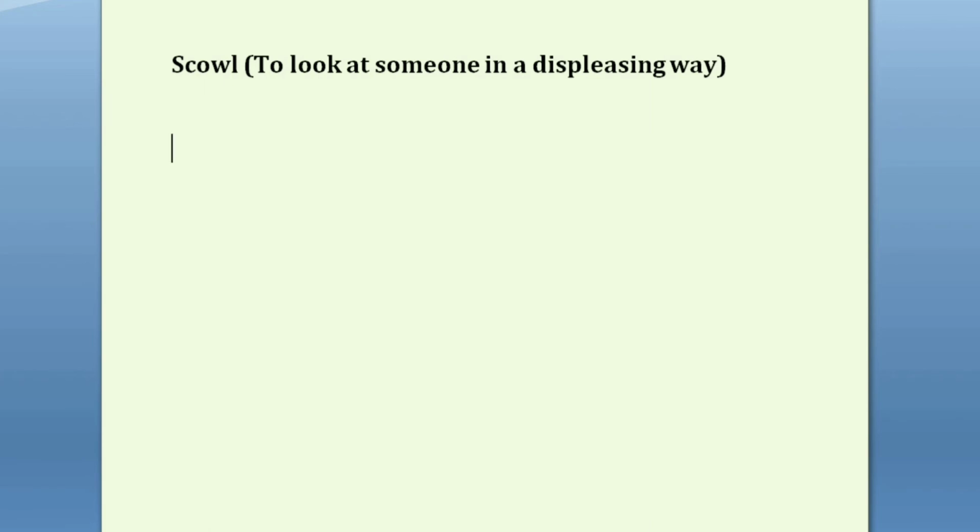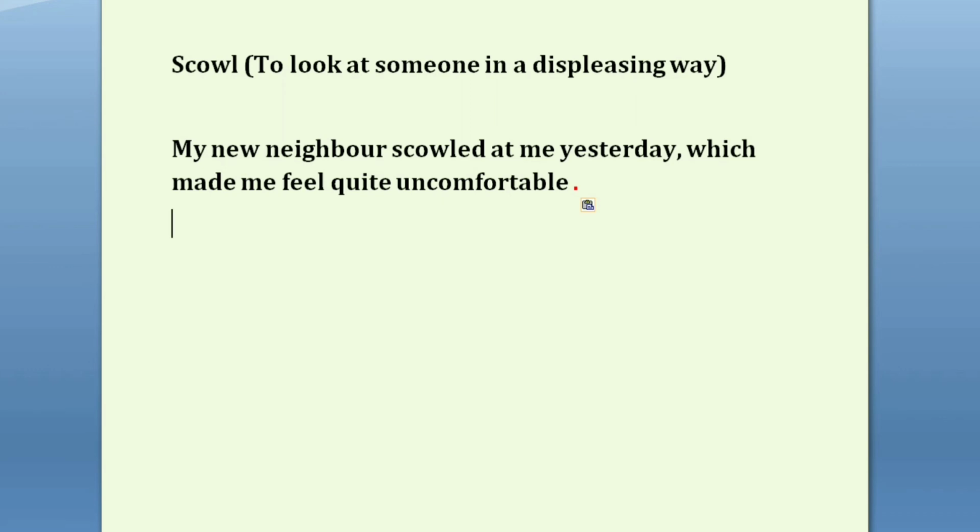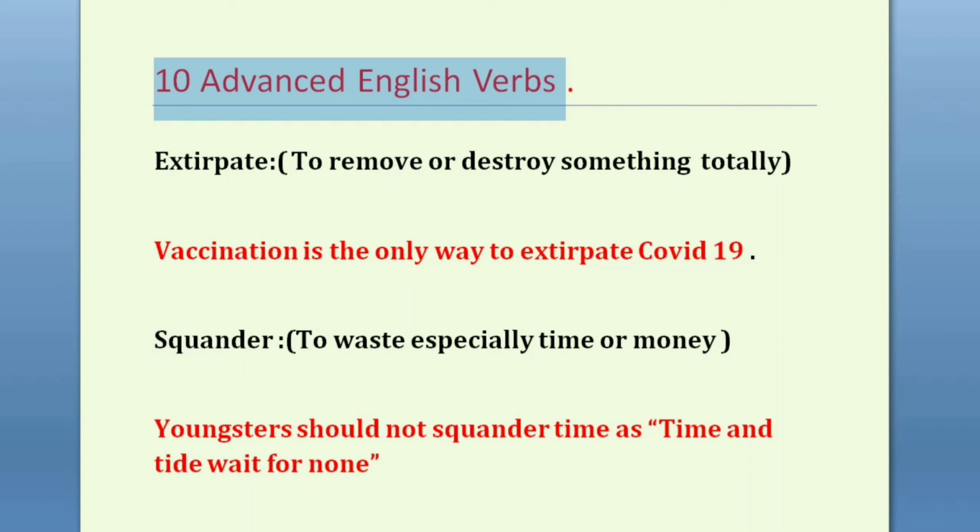My new neighbor scowled at me yesterday, which made me feel quite uncomfortable. That means my new neighbor looked at me in a very displeasing way, okay, which made me feel uncomfortable. So scowl is to look at someone in a displeasing way. So let's have a quick recap and let's see the sentences once again, one by one.